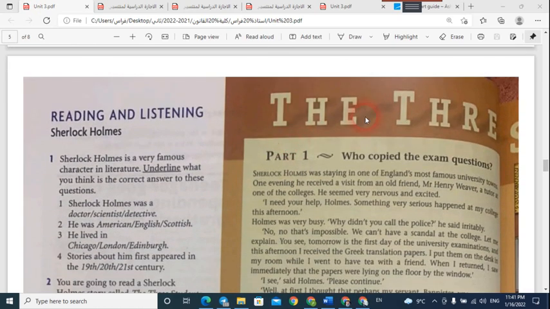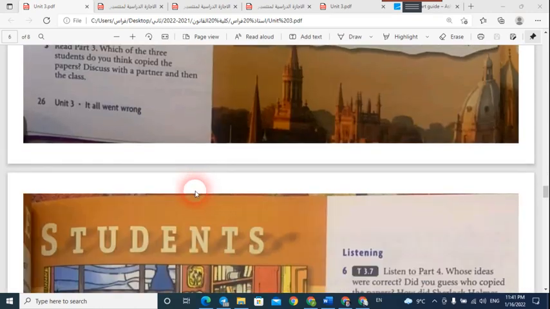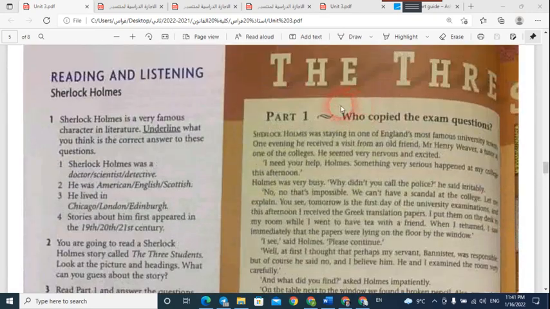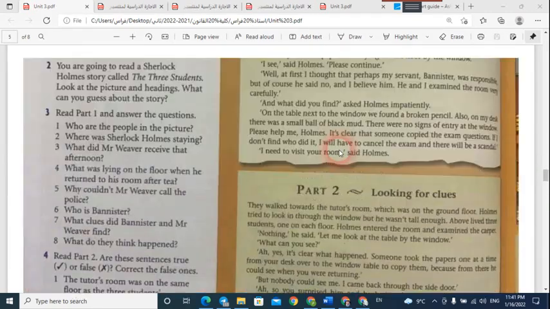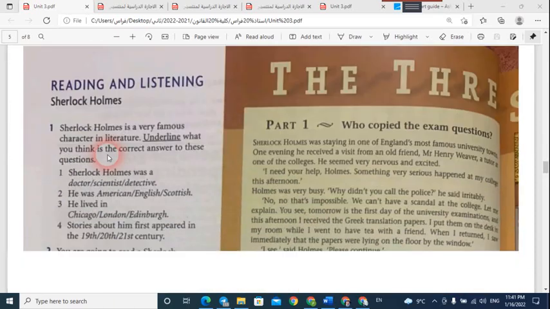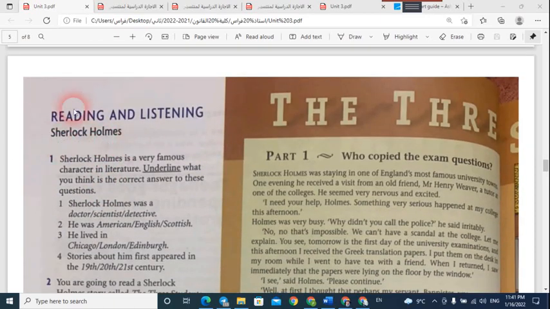Now we have the main passage of the unit titled The Three Students. It extends over 2 pages. لدينا القطعة الرئيسية في الوحدة والتي عنوانها الطلبة الثلاثة أو الطلاب الثلاثة، وهي تمتد على صفحتين. It's about the very famous fictional character Sherlock Holmes.